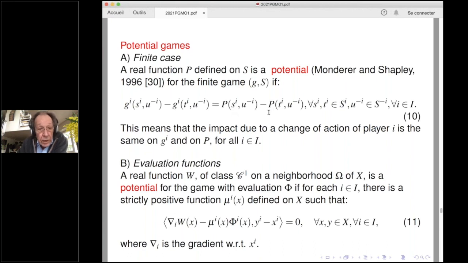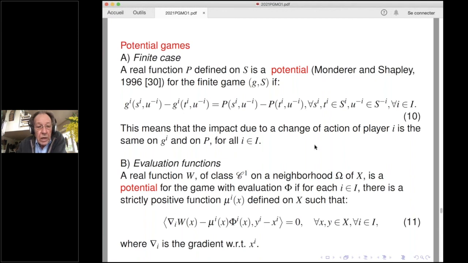For each i, P represents the variation of the payoff of player i in the i-th component. So to check equilibria, rather than checking on G_i, you can check it on P. Because equilibrium means that you look at the variation of the payoff of player i when he is changing his move, so it's enough to look at P. So the equilibrium property can be written in terms of the potential.